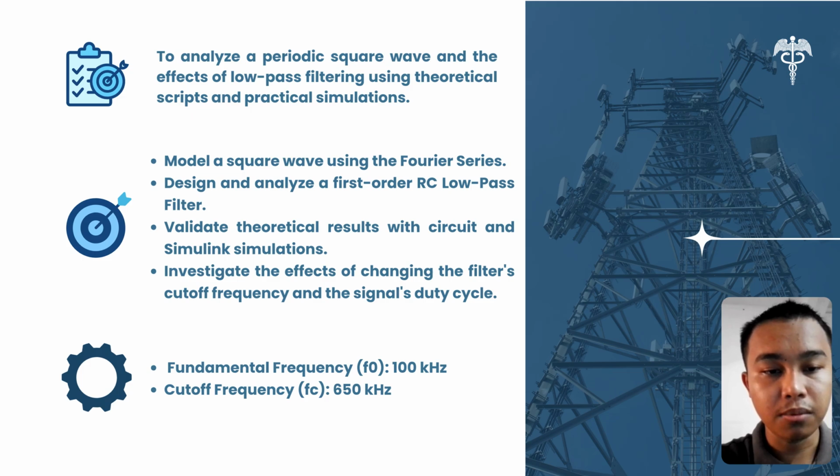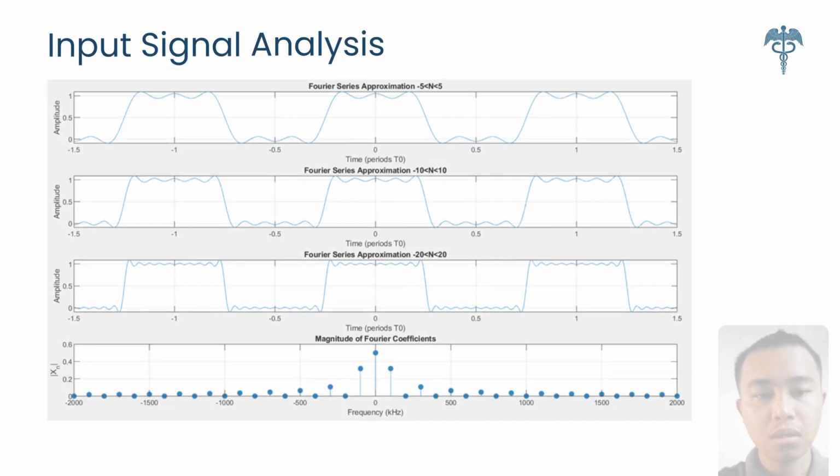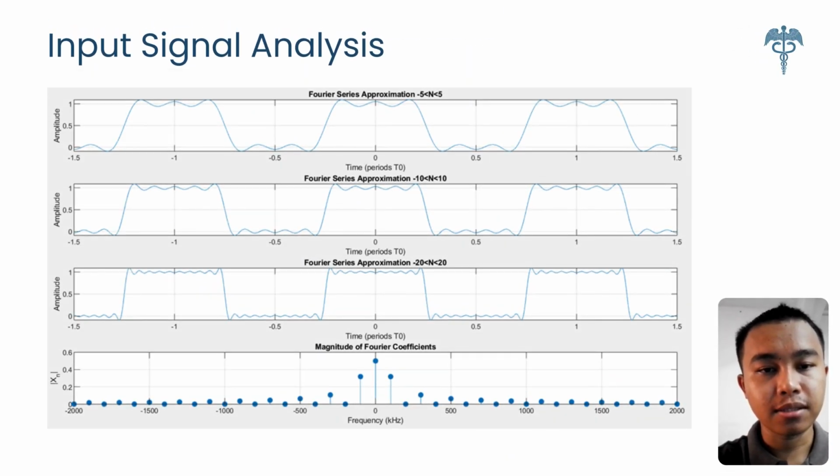The specific parameters assigned to our group were a fundamental frequency of 100 kHz and a filter cutoff frequency of 650 kHz. So let's begin with the first task, analyzing the input signal.